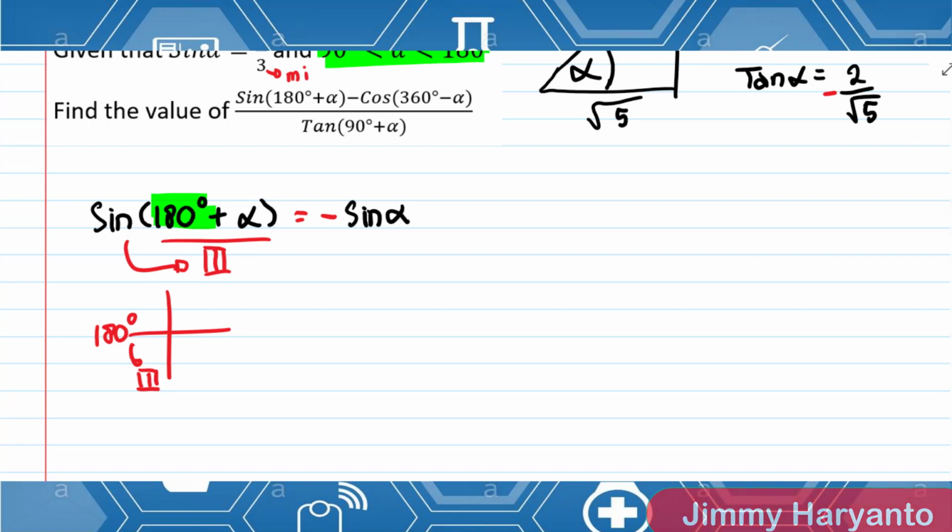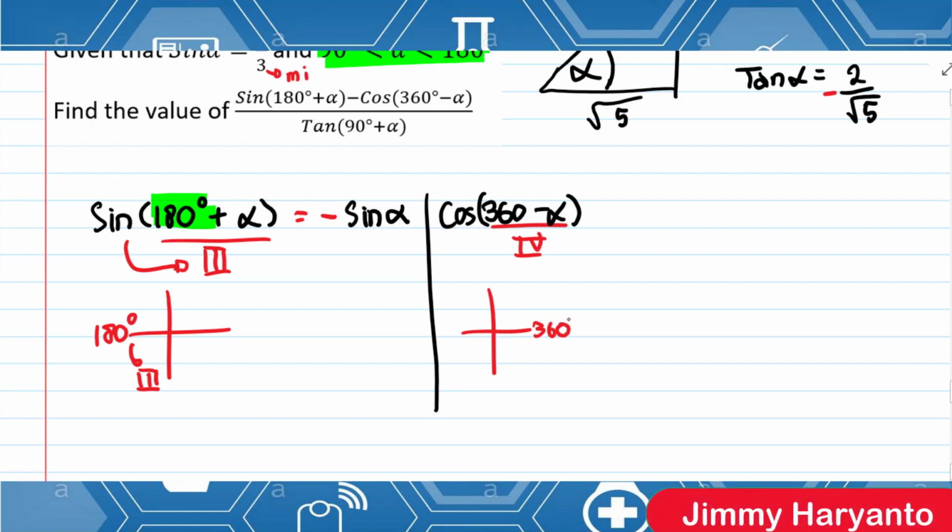Next, the second one is cos 360 degrees minus alpha. This one is quadrant 4. Why is it quadrant 4? Because 360 degrees is right here, and then the negative means going backwards. So it will be quadrant 4. Cos in quadrant 4 is positive, and the reference angle is 360, so you don't change the function. It will be positive cos alpha.